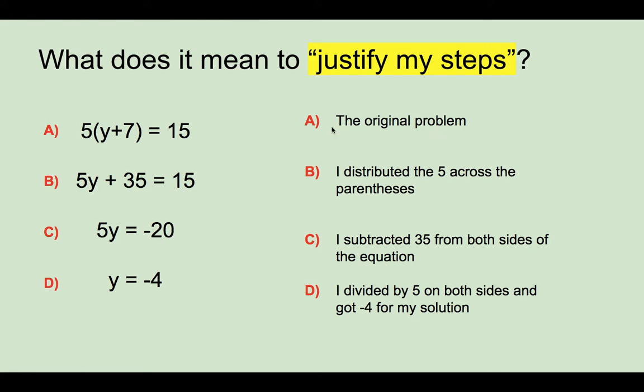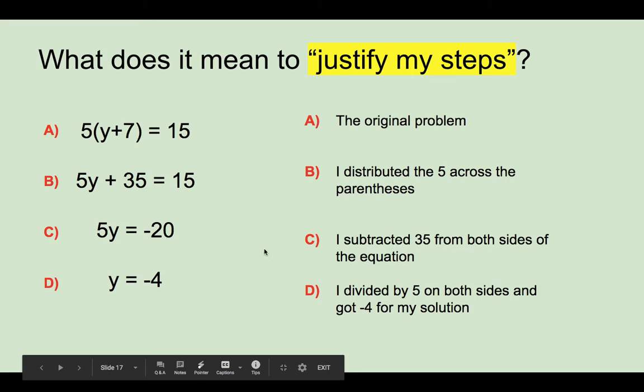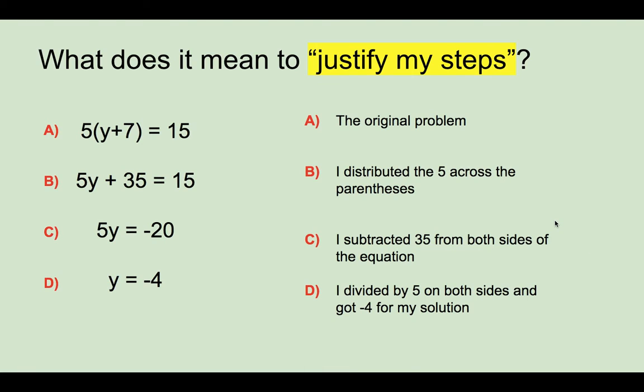So I'm going to say step A was the original problem. I didn't do anything in step A. Step B, notice I distributed this 5 across the parentheses, so that's what I said next to it. I distributed the 5 across the parentheses, and so on and so forth. Justifying your steps is not "I solved the problem" or "simplify." That's not a justification, and you should break it down each step at a time and not skip steps, so I can see what work you did.